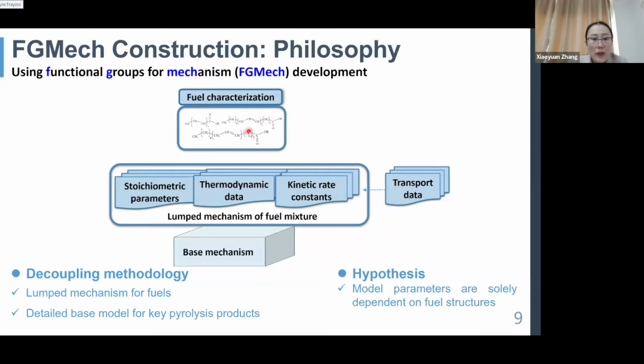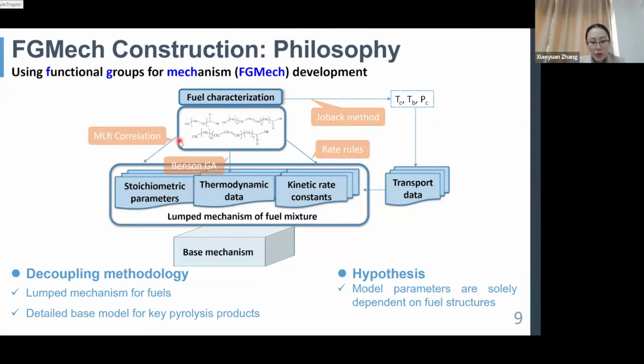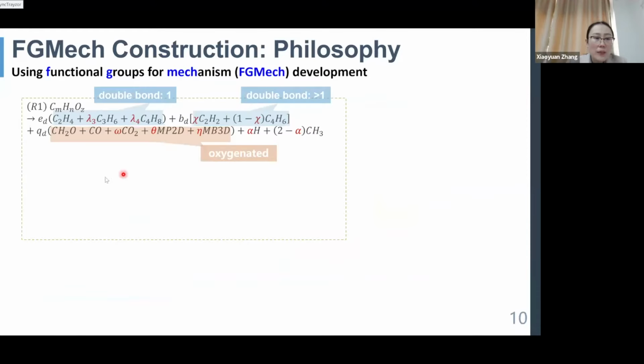So we can use the functional group information to estimate the thermodynamic data and the transport data according to the Benson group additivity method and the Joback method. And we can also estimate the kinetic rate constants based on the rate rules developed for pure fuels. For the stoichiometric parameters of the lumped reactions, we can use the machine learning method to correlate their relationship to the functional groups. Specifically, I will take CMHNOZ as an example.